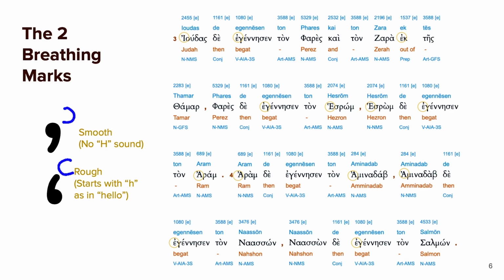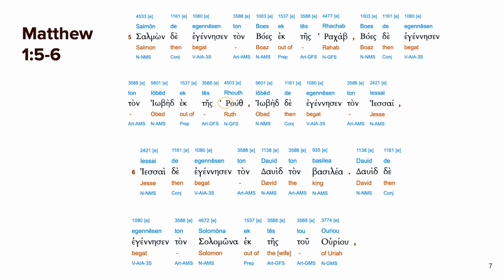All right, so that pretty much is all you need to know about breathing marks. The only other thing is you're going to see them before the letter rho, or the R in Greek, and that will typically be to indicate that you have a trill with that R. And we'll see that in our next verses.